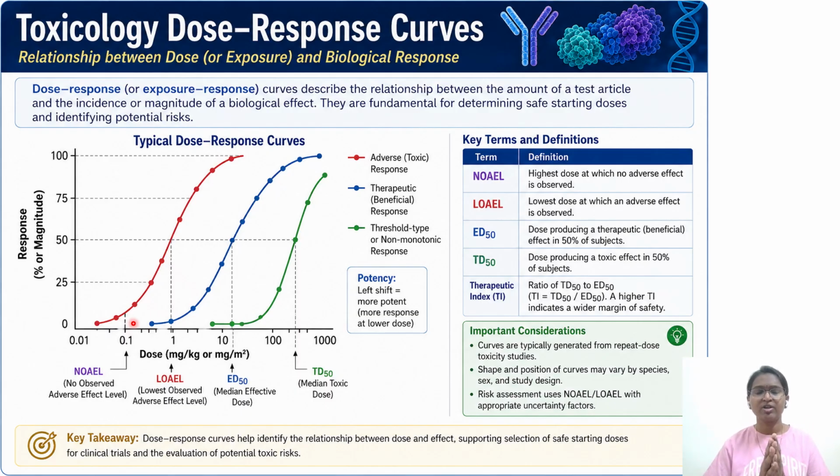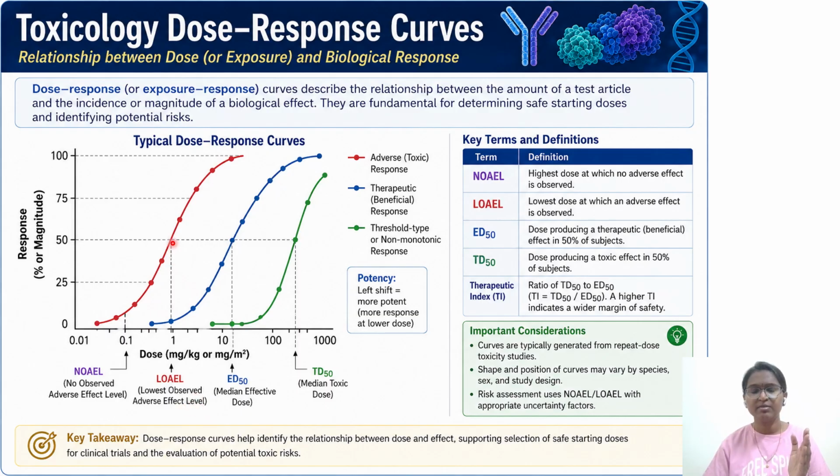For example, you're working on a certain drug and it will start showing some adverse effect on the kidney or liver. So this is the point at which it is not showing any adverse effects. It is similar to that of the control. Okay, and here if you see, this is the point at which it is showing adverse effects. This is called lowest observed adverse effect level.